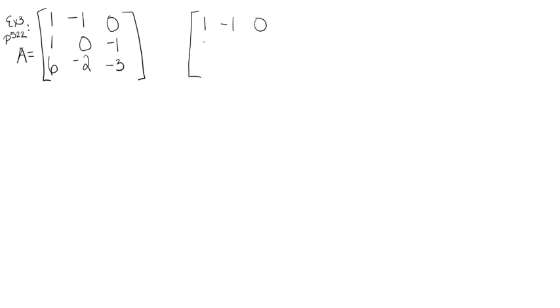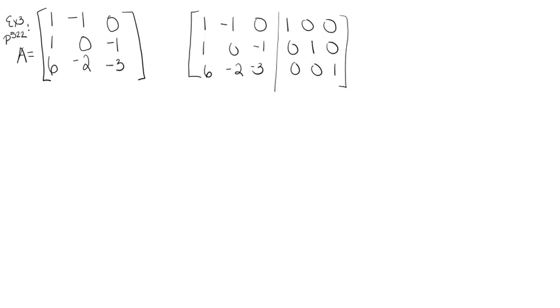So I'm going to rewrite this 1, -1, 0, 1, 0, -1, 6, -2, -3. And then I'm going to augment it with 1, 0, 0, 0, 1, 0, and 0, 0, 1. And perform elementary row operations to turn this left side of the matrix into an identity, and the right side will be the inverse of A. And that's how I'm going to find the inverse of A.